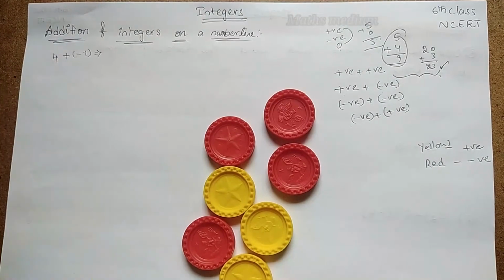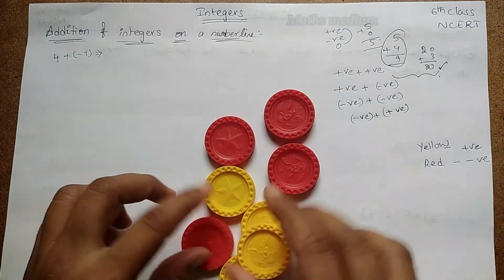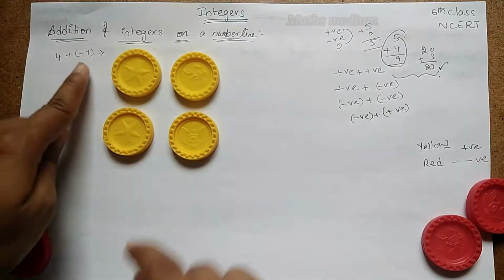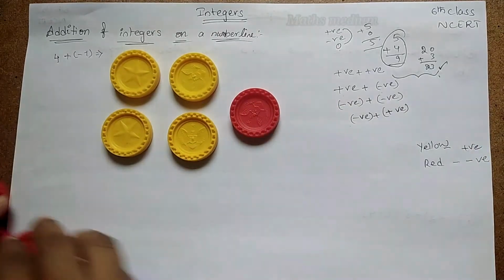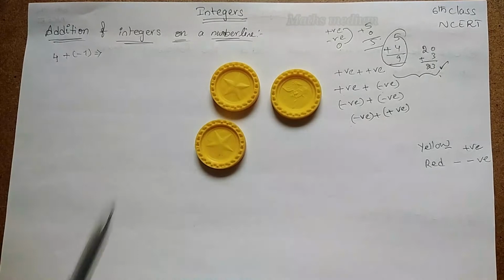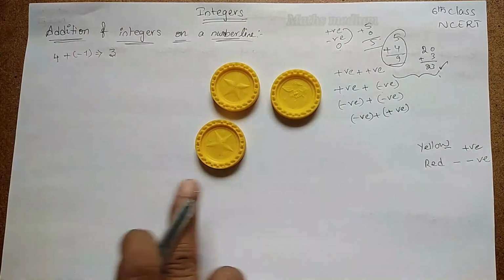If you take 4 plus minus 1, how are we going to add? We have to take 4 yellow coins, so 1, 2, 3, 4, with a negative. So this is the negative. Both are cancelled. We got the answer 3. So this is one easy way.